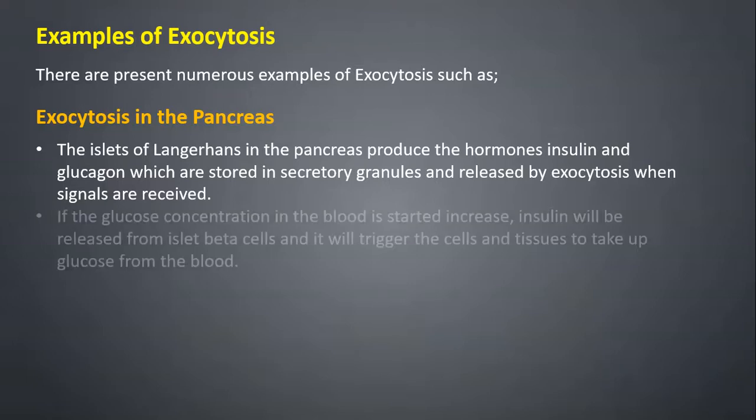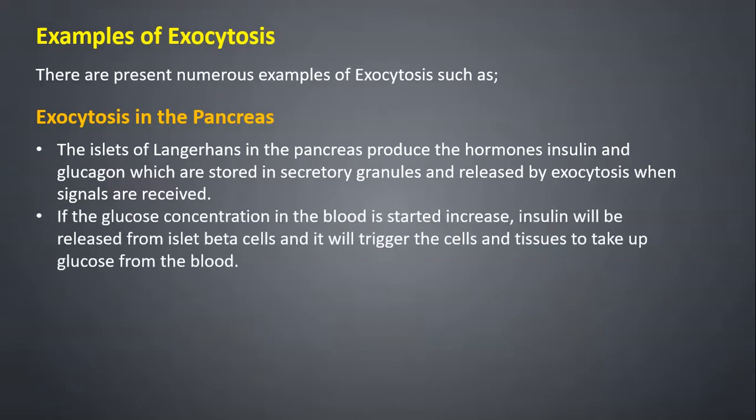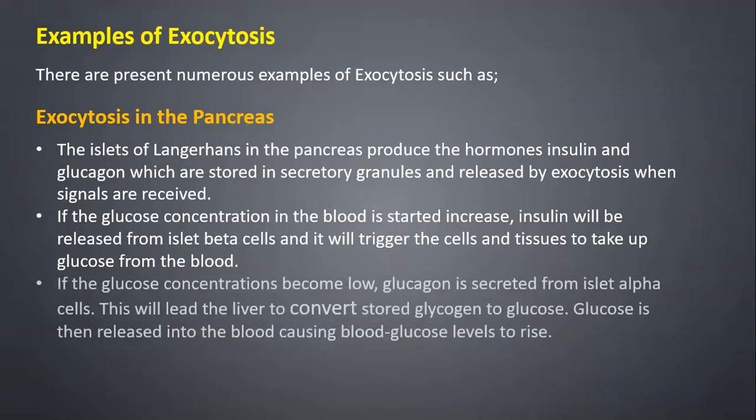If the glucose concentration in the blood starts to increase, insulin will be released from islet beta cells and it will trigger the cells and tissues to take up glucose from the blood. If the glucose concentrations become low, glucagon is secreted from islet alpha cells. This will lead the liver to convert stored glycogen to glucose. Glucose is then released into the blood, causing blood glucose levels to rise.